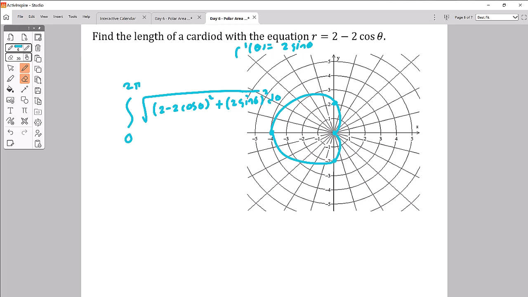Now, the key with these, similar to with area, is you have to make sure you understand your bounds. You want to make sure your bounds cover the parts of the curve you want. So if it's a rose curve and it just wants the length around one petal, you need to make sure the bounds cover the length of one petal.